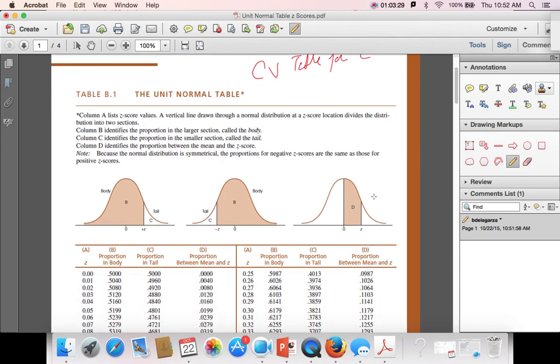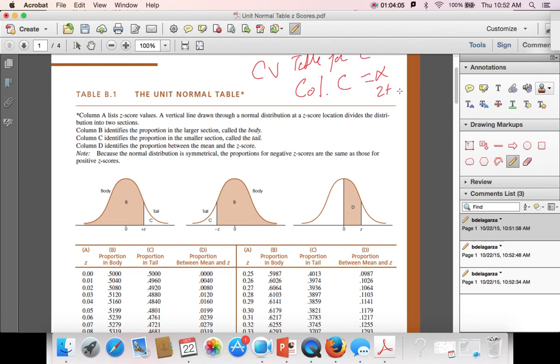So what I need to do now is use this table to identify my critical value. We've used it in the past to identify the probability that a statistic will land in a certain area. But now we're using this table to tell me what my critical value is. So what are we going to look at? To find my critical value, I need to look at column C, the proportion in the tail. The proportion in the tail for this table is going to be equal to the alpha level that I've selected for a two-tailed test.